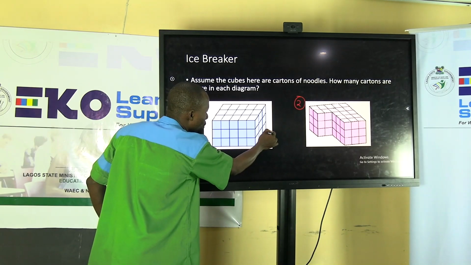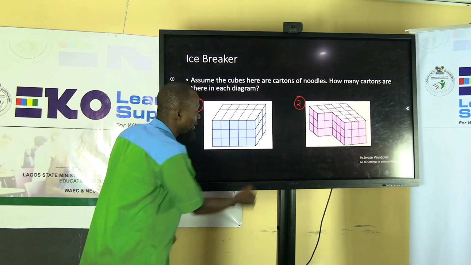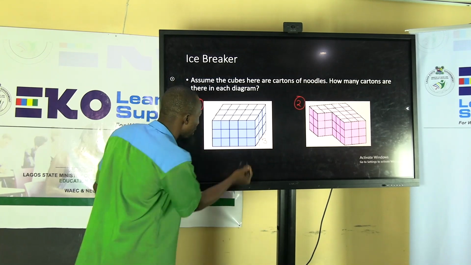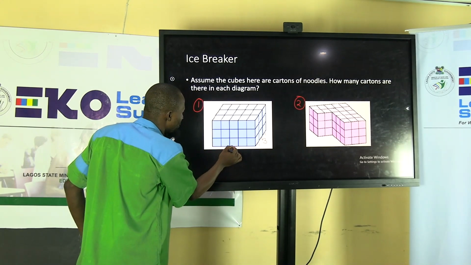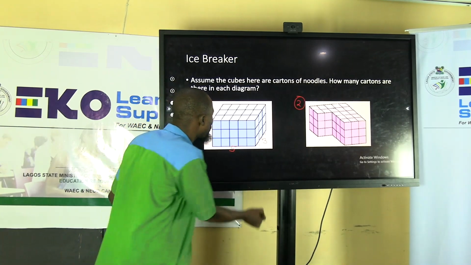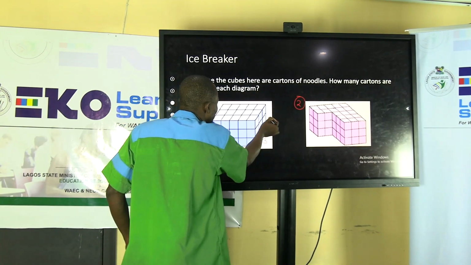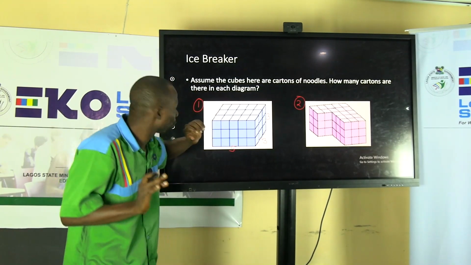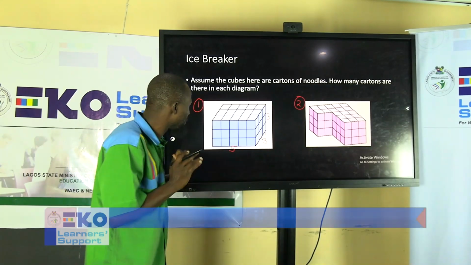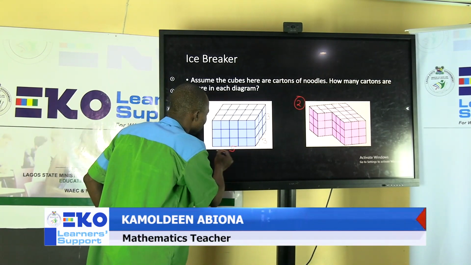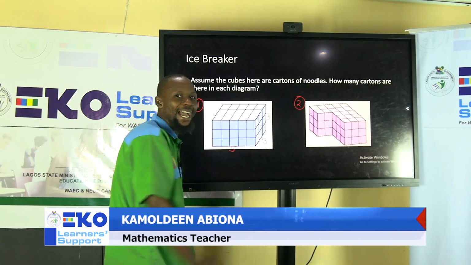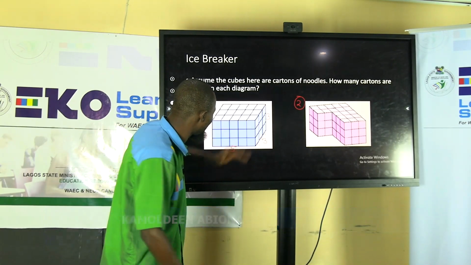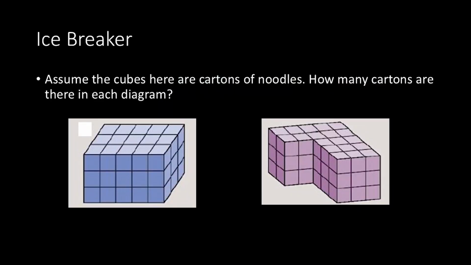Let's assume each one counts 1, 1, 1, making 3 here. And we have 1, 1, 1, 1, 1, making 5 here. And what is the height? 1, 1, 1, making 3. So, to know the number of cartons we have here, just multiply the length by the breadth, multiply by the height. And what is that? That is 45. Did you get that? Wow, that's great. So we have 45 cartons here.